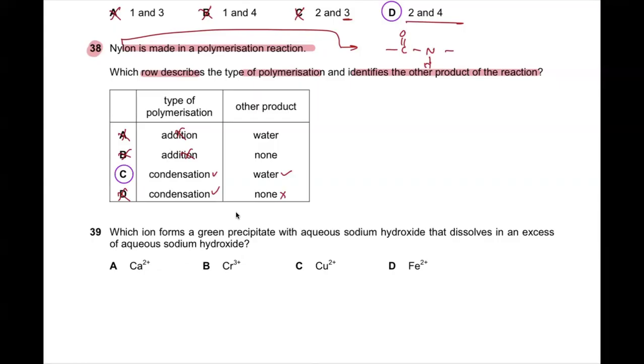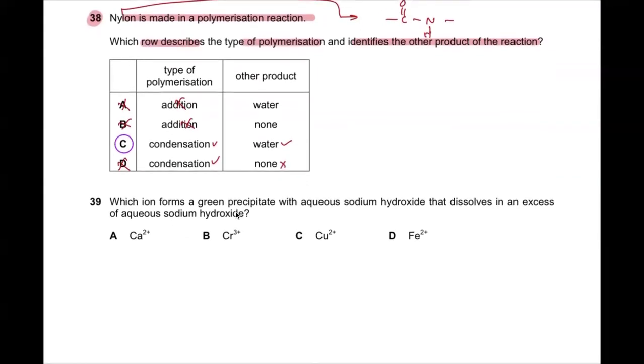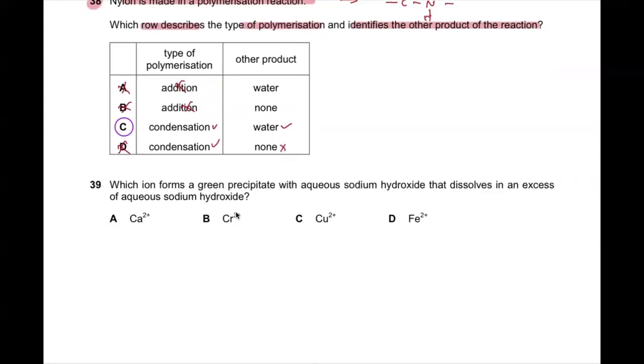Okay, so C is the correct answer because it is a condensation polymer and we get the product along with the polymer, we get water as a byproduct as well.